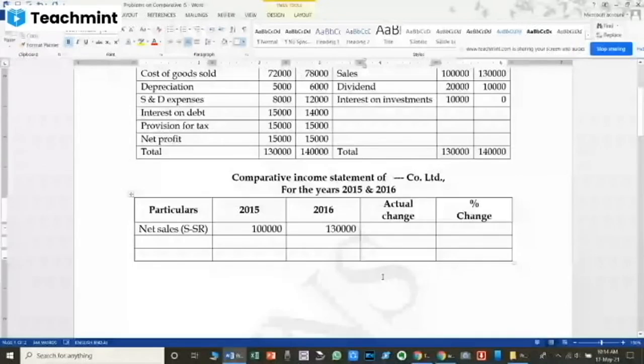Let us do the last columns later. First do the data entry. From the net sales, what is to be deducted? Fine, very good.